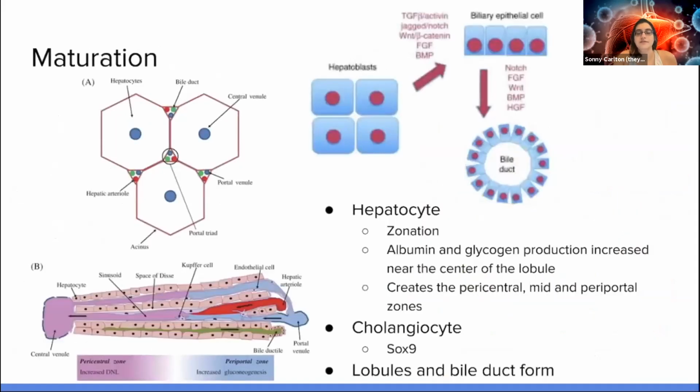The last phase in liver formation is liver maturation. Hepatocytes gain function based on their specific location within the lobule. Hepatocytes closer to the central vein have different functions such as glucogenesis in the periportal zone, where there's more oxygen. At the same time, cholangiocytes form bile ducts, which are then surrounded by hepatocytes. At this point, the lobules and the bile duct of the liver are formed.